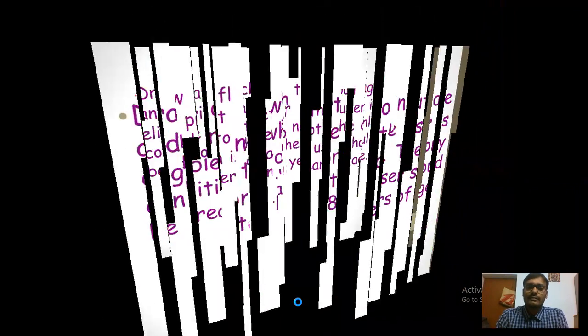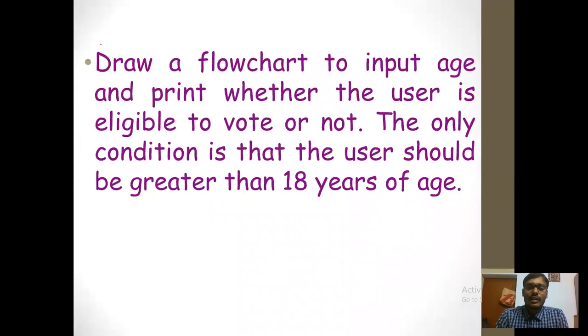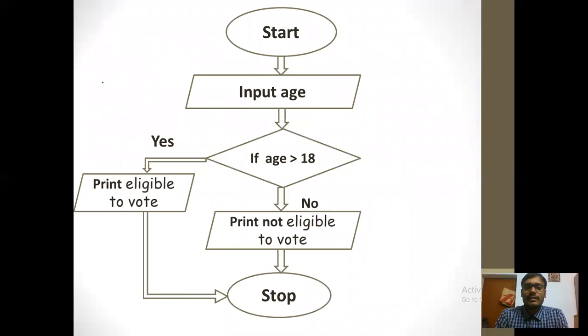Next, draw a flowchart to input age and print whether the user is eligible to vote or not. You have to input the age and the computer will decide whether he is eligible to vote or not. So you have to give the condition. The only condition is that the user should be greater than 18 years of age. Then he is eligible for voting, otherwise not. So let us see its flowchart.